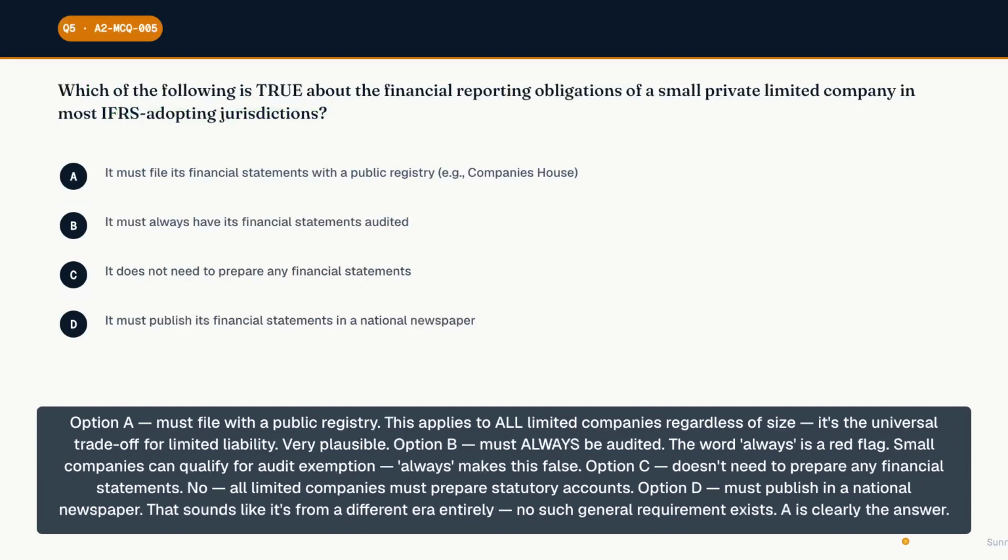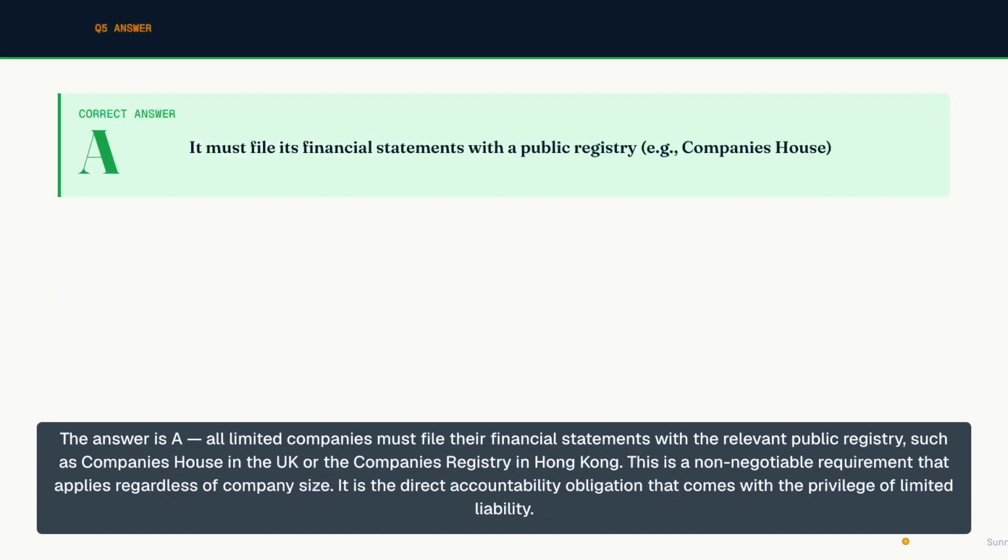The answer is all limited companies must file their financial statements with the relevant public registry, such as Companies House in the UK or the Companies Registry in Hong Kong. This is a non-negotiable requirement that applies regardless of company size. It is the direct accountability obligation that comes with the privilege of limited liability.